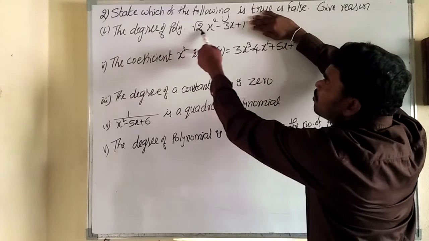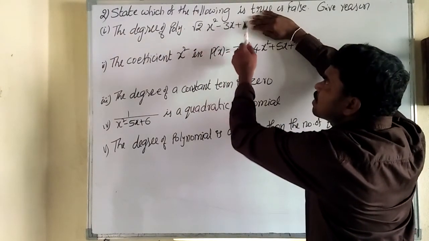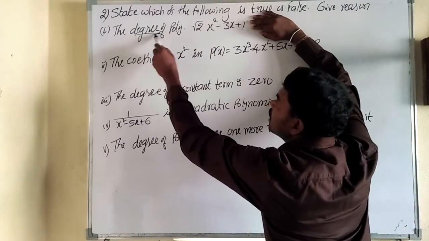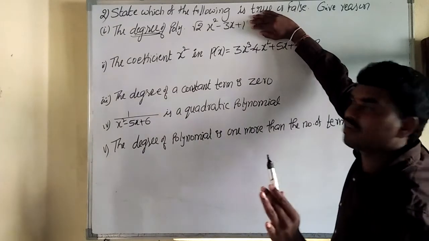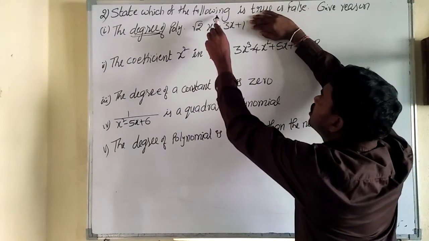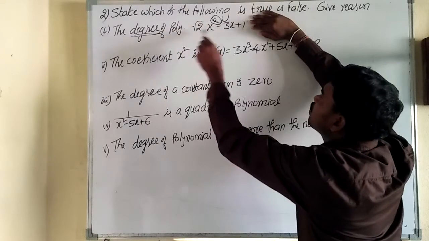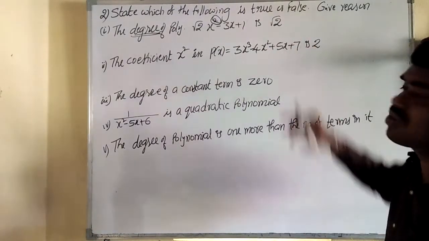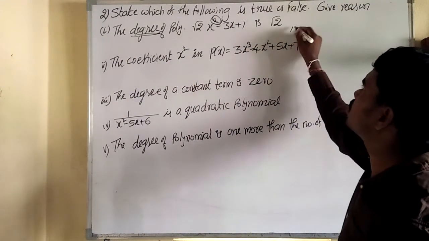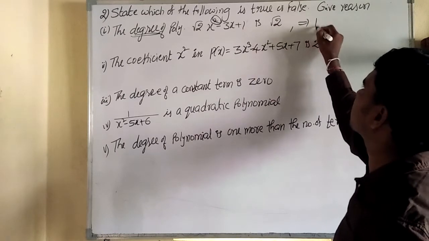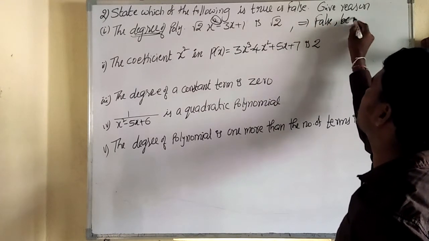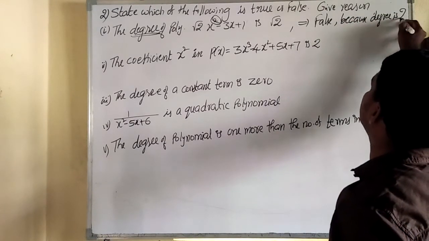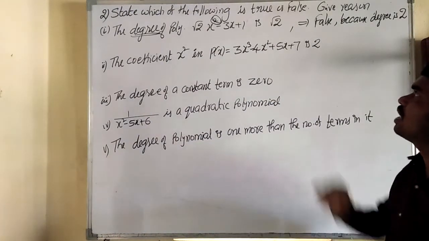The degree of polynomial root 2x square minus 3x plus 1 is what? Degree. Okay, now what is it asking? Degree. Degree means what? The highest power. Very good. What is the highest power here? 2. So the degree of this polynomial is 2. But what is given? He has given root 2. But what is the answer? 2. So is it true or false? Answer: false, because the degree is 2. That's why it is false.